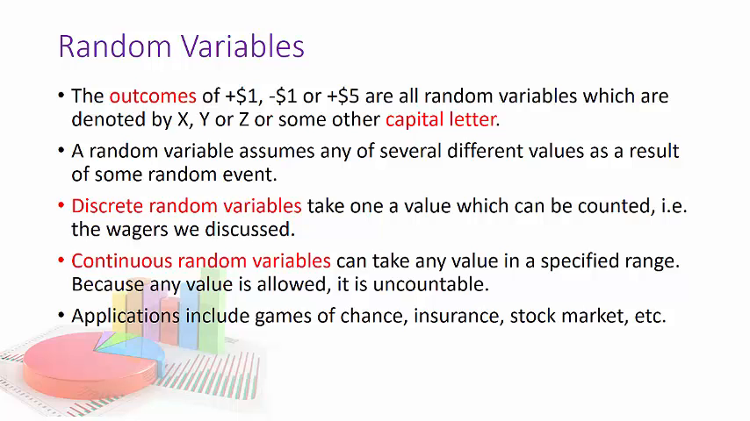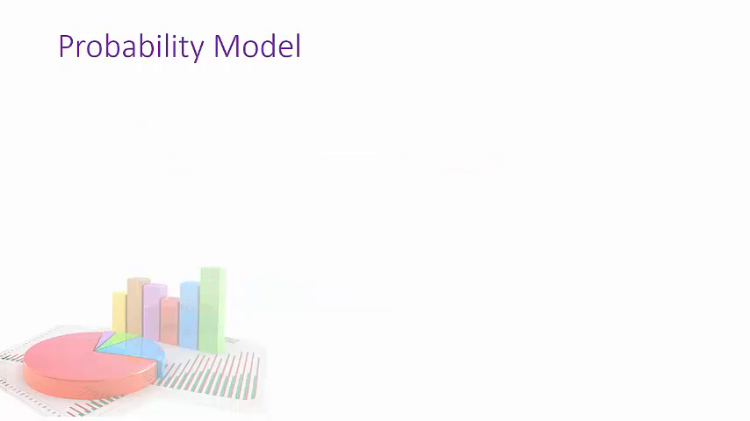Applications of random variables include games of chance. Insurance is a big application. That's how they figure out whether it's life insurance or health insurance. It's all about random variables. They're trying to figure out what to expect. Stock market also comes into play.